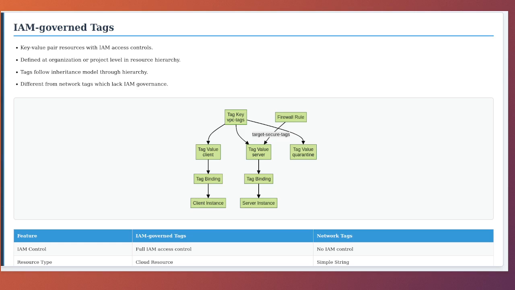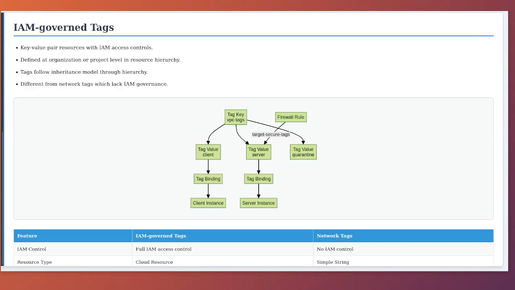The diagram shows how tags work within the firewall policy context. You start by creating tag keys with a specific purpose designated for firewall use. Under each tag key, you create tag values representing the categories you want to use, such as client or server designations. These tag values then get bound to your instances through tag bindings. Once tags are bound to instances, your firewall rules can reference these tags in their target specifications. This creates a powerful abstraction where rules apply based on logical identity rather than IP addresses or network location.